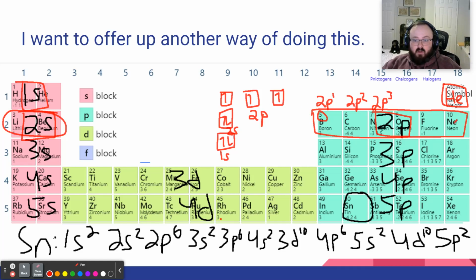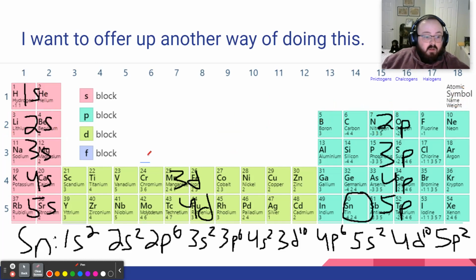and so on and so forth until we get to neon, which is 2p6. So we will fill in our electrons, and this will continue until we get to whatever atom we're looking for. And I've labeled each one of these blocks. They are color-coded and labeled with what orbital the electrons, or those atoms that are filled by electrons, are representing.